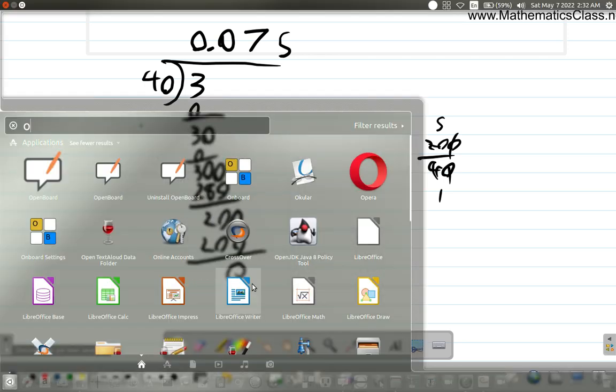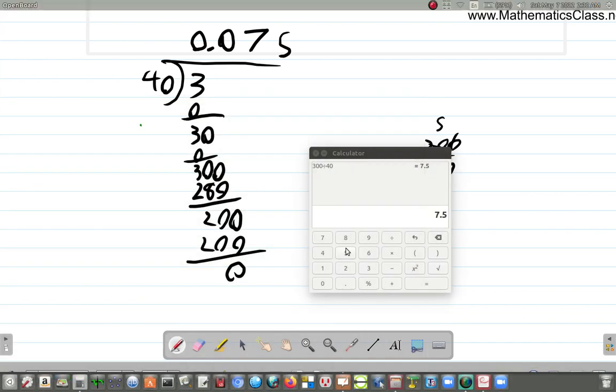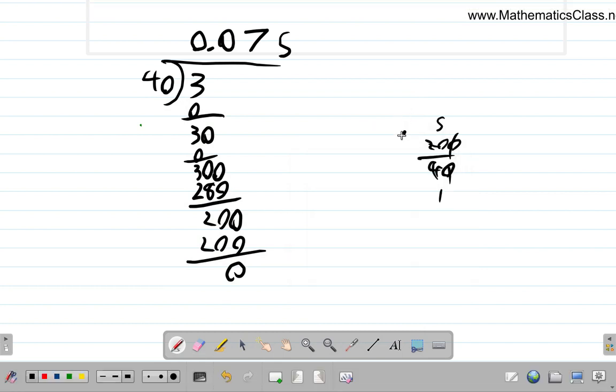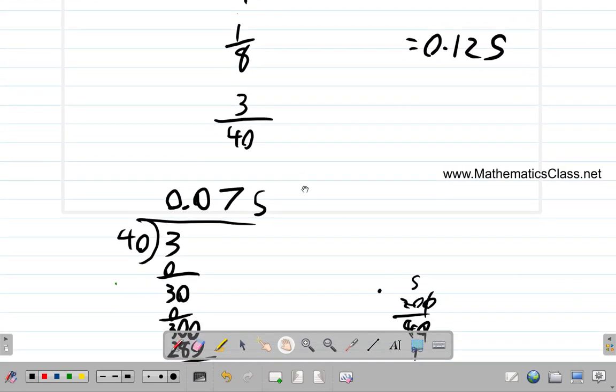I could just test it with the calculator now. And say 3 over 40, how much? 3 over 40 is 0.075, so we're right. Hope that you get 0.075. So this is 0.075.